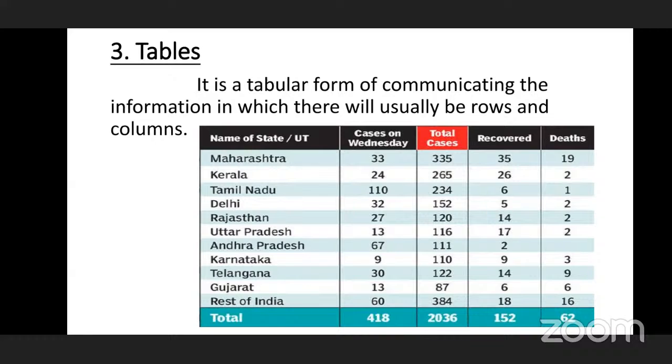So you can check for each state how many cases are there on that particular day, how many cases till that day, how many people have recovered till that day, and how many have died till that day. For each state you can learn like that. So this is the tabular form of information. It is one of the means of communicating information to the readers with the help of nonverbal data. This is just an example in order to understand what a table basically means.